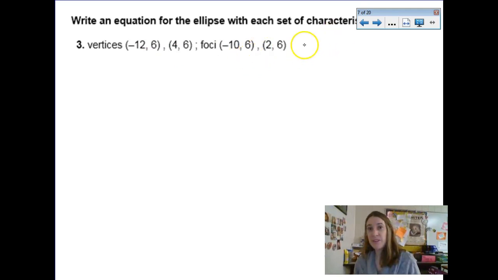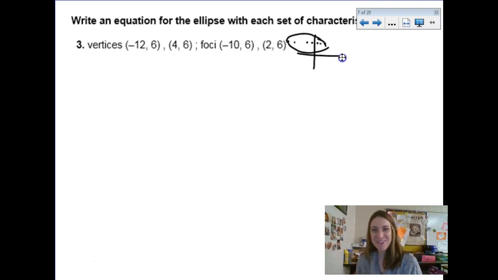So if I think about what they're telling me here, I like graphs, so let's look. Negative 12, 6, pretend it's there. And then 4, 6. So we're going to have a major axis that is a horizontal piece. Oh, great job, Abruzzo, perfect. We have a horizontal ellipse. So we're going to be using the horizontal version of the formula: x minus h squared over a squared plus y minus k squared over b squared equals 1.